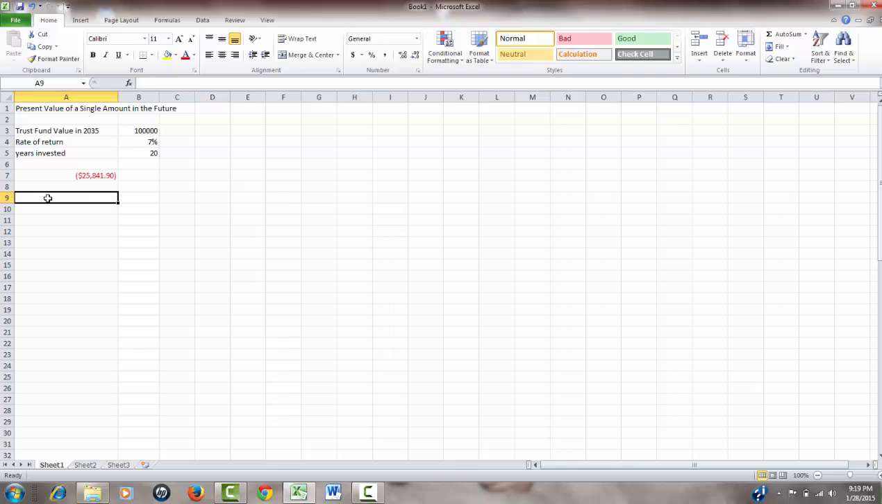Now, if I want to do a present value of an annuity, an annuity is when you have equal payments being made out. Let's say we're going to have equal payments of, let's do $250. The rate of return, let's say, is 6%.